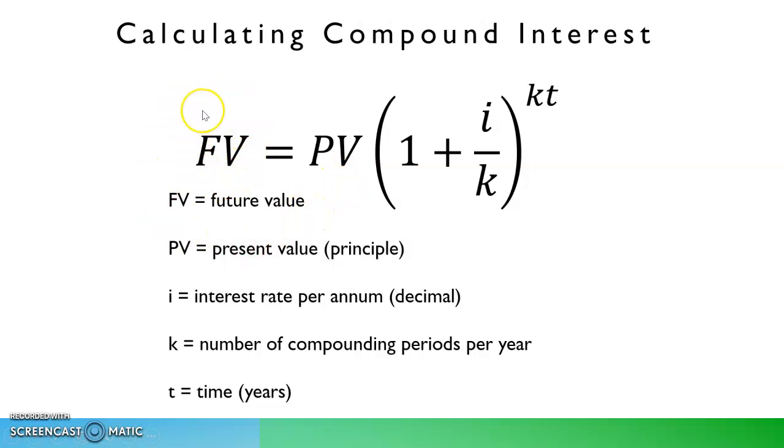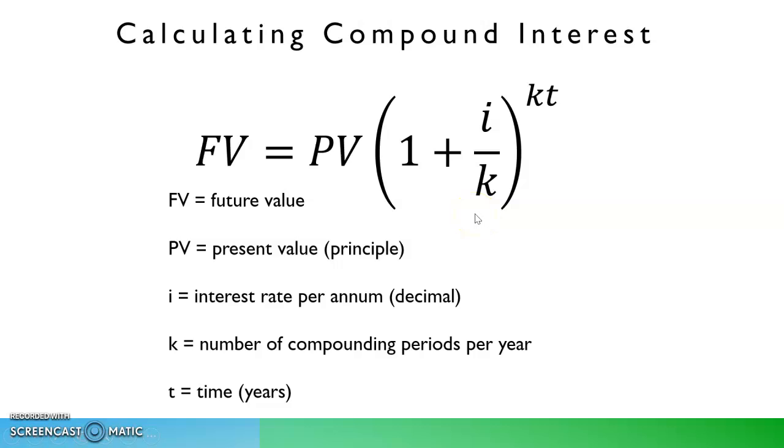FV stands for future value. So that's the amount you can expect in your bank account once your interest has been compounded. Your PV is your present value. It's kind of like your principal, so it's the amount that's currently sitting in your bank account. Your I stands for interest rate per annum, and we put that into a decimal, so that's exactly the same as the simple interest formula.